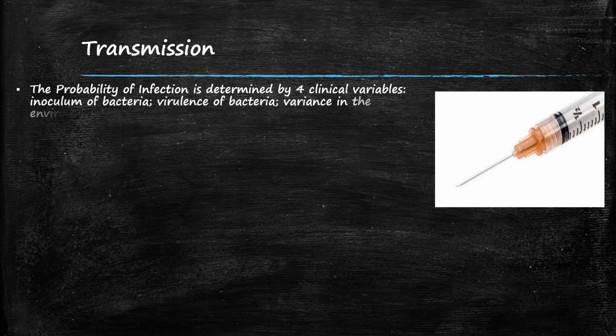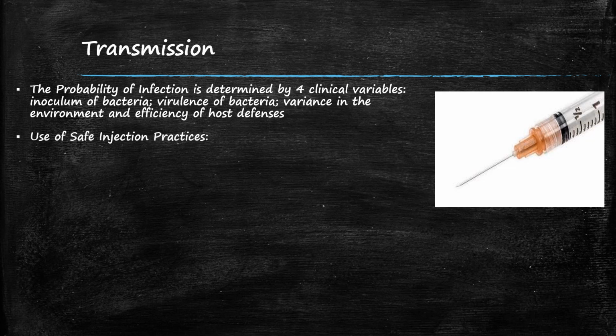Transmission can be determined by looking at 4 clinical variables: the inoculum of the bacteria, meaning how much bacteria there is, the virulence, or the ability to cause the disease that the bacteria has, variance in the environment, meaning differences in temperature and humidity, and other environmental factors such as food sources that can affect the viability of the organism, and the efficiency of host defenses. So how likely is the person to get sick based on their comorbidities?